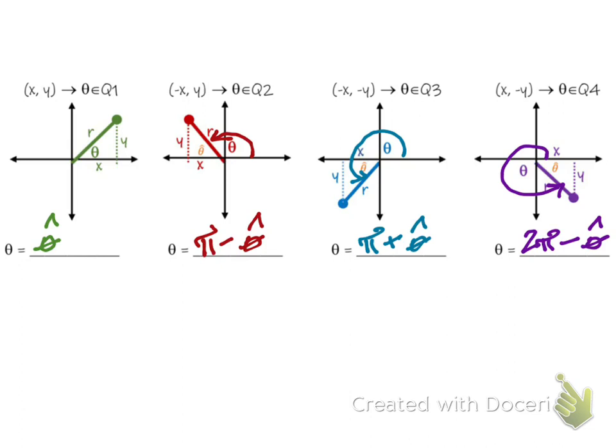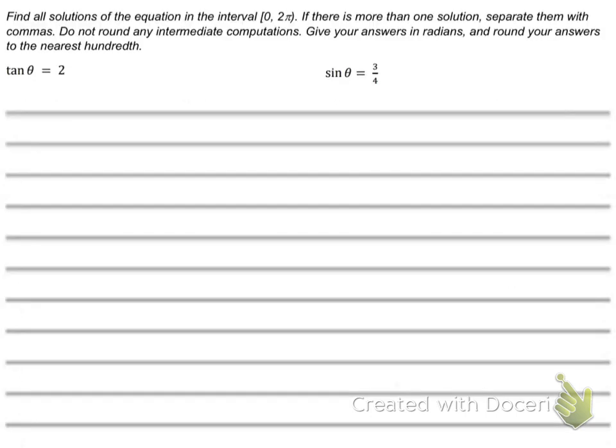Okay, so let's see what we mean. It says find all solutions in the interval. Since we're in the interval, we know we're just looking at the unit circle, although these are not going to be unit circle values. So first, let's just think about tangent. This is tangent theta equals 2. Tangent is positive where the signs are the same, so I need quadrant 1 and quadrant 3. With me?